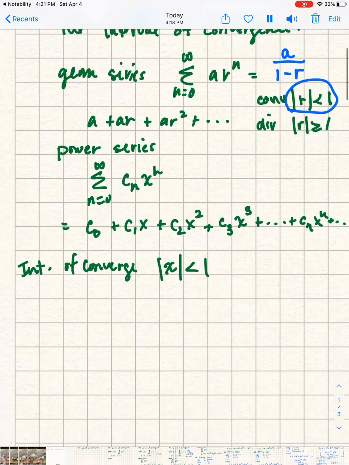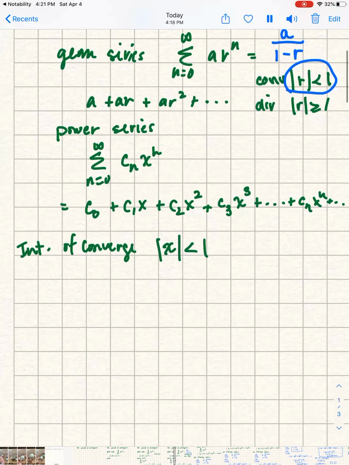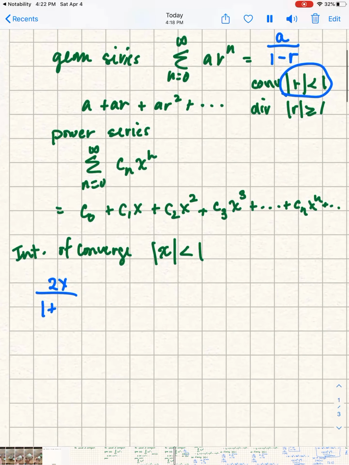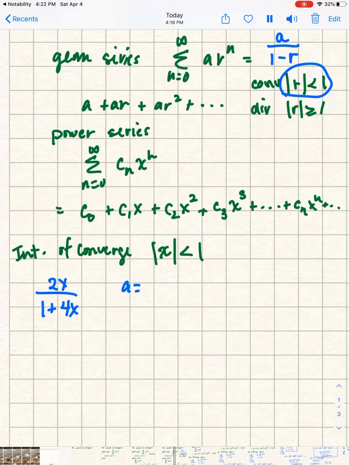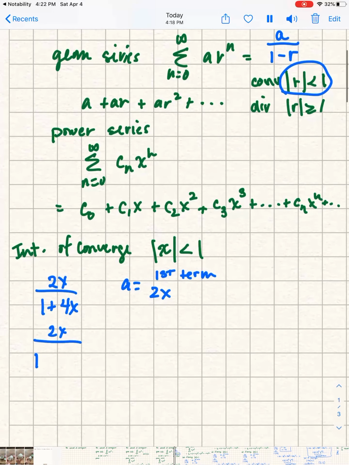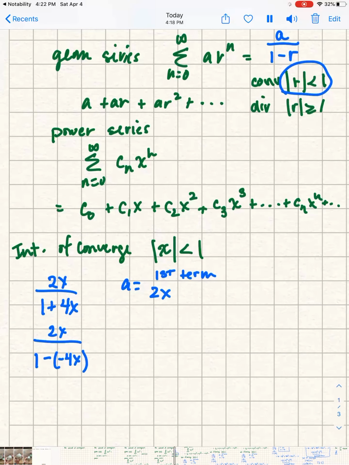So let's do this problem here. It was 2x over 1 plus 4x, okay? So right away, you know your first term. The first term is always a, and in our situation, it would be 2x. For our common ratio, because it's not 1 minus, just put the minus outside and do -4x like that. That means that's our common ratio.